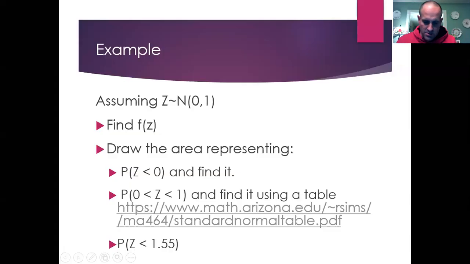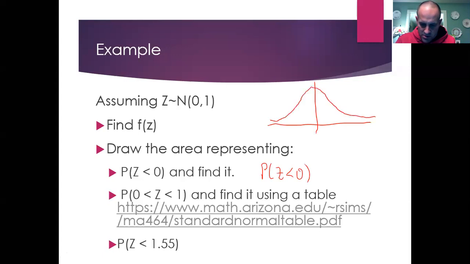And what about these other things? Well, the probability that Z is less than 0 is pretty easy, because we know what's right in the middle. Mu is equal to 0. So the probability that Z is less than 0, that's this. It's everything to the left of it. So that's just 50%, that's just going to be 0.5.